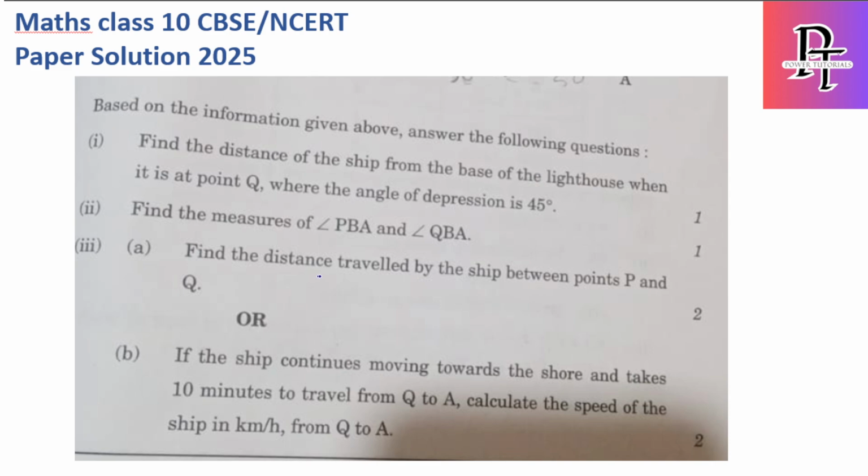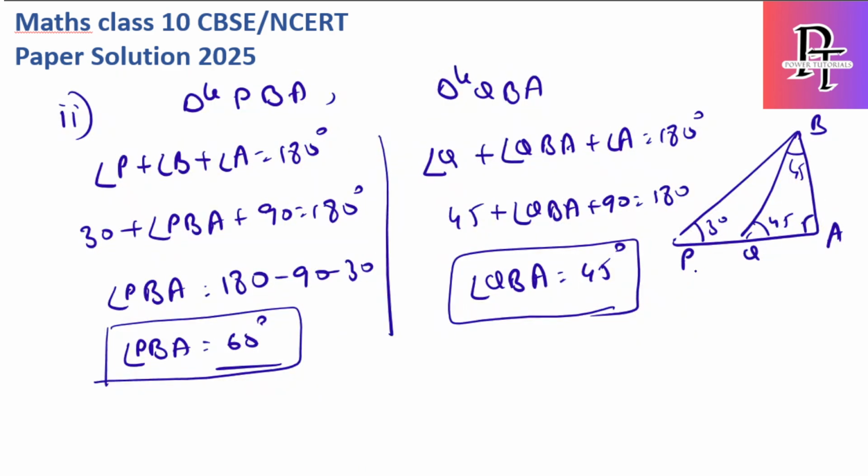Find the distance traveled by the ship between the points P and Q, because here only asking distance, no calculation that much. So simply they are asking this value. So this value we already got. How much? 50.